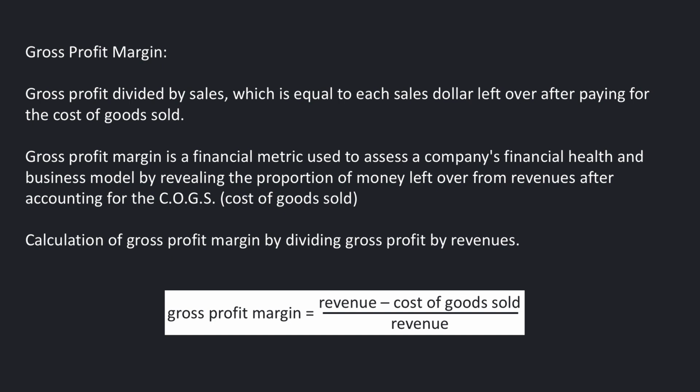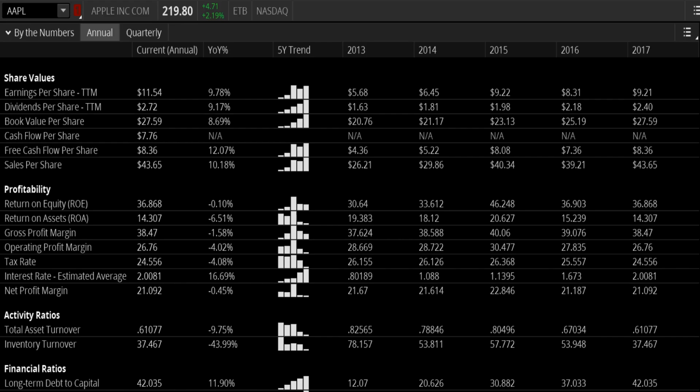The calculation of gross profit margin is really simple. We get it by dividing the gross profits by the revenues. So gross profit margin equals the total revenue minus the costs of goods sold, the cost of getting those goods and creating them and selling them, divided by the total revenue. And that will give us a simple metric that we can look at.